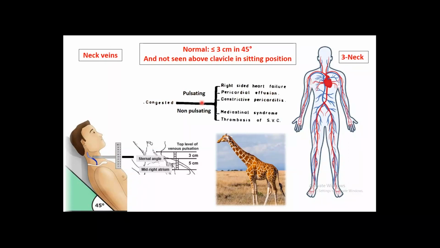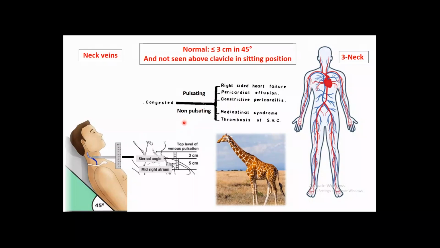So what are the causes of elevated jugular venous pressure or congested neck veins? This is actually divided into pulsating and non-pulsating neck veins. Pulsating means that the jugular vein is still connected to the right atrium without any obstruction. This is actually the most common cause. The causes of pulsating neck veins are right-sided heart failure, and impaired filling of the right atrium due to compression from outside by pericardial effusion or by constrictive pericarditis.